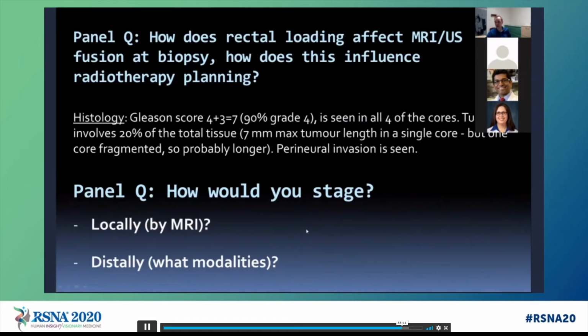So perhaps an open question for the guys in Michigan. How would you stage this case? Would it be CT and bone scan? Would it be whole body MRI? Would it be PSMA PET? Yeah, so at Michigan, for intact prostate cancer patients who have not yet received treatment, so their original diagnosis, the staging still tends to be a CT and a bone scan, plus whatever information we get with the MRI.